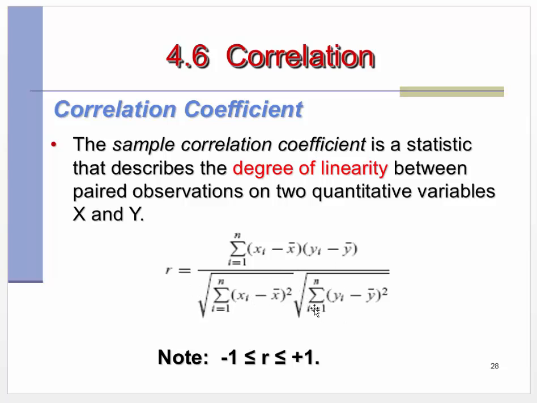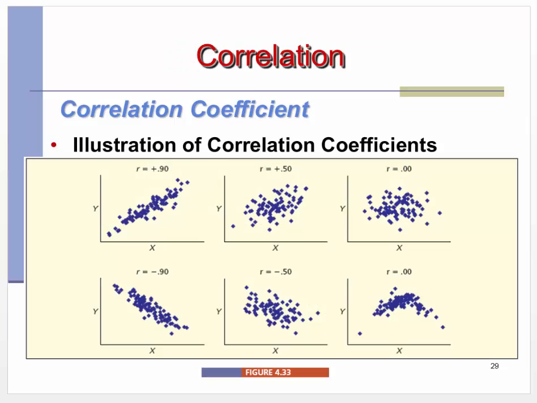By definition, we're not going into the details here. R mathematically cannot be larger than 1 or less than -1, so its value is between 1 and -1. It could be 0. Now, what's the meaning of that? Basically, this is what it is.